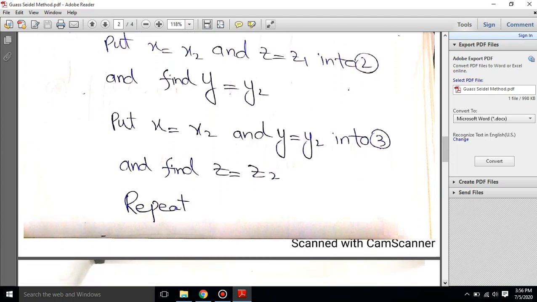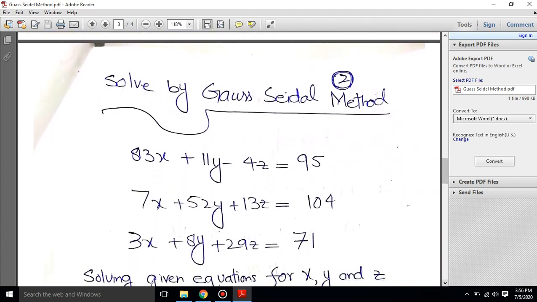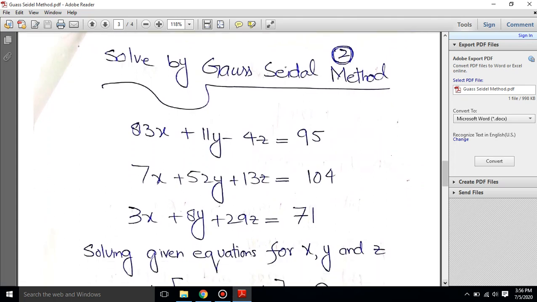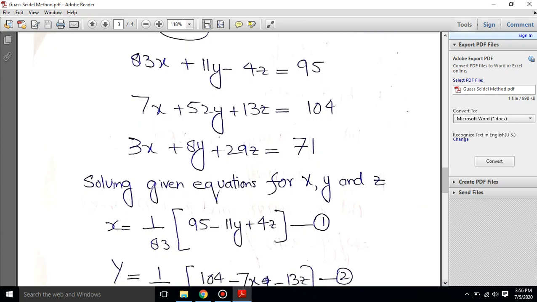So I'm going to solve an example as well. This is a linear set of equations. Here on your screen: 83x plus 11y minus 4z is equal to 95, 7x plus 52y plus 13z is equal to 104, and 3x plus 8y plus 29z is equal to 71. We solve these equations for x, y and z. For x, it will be equal to 1 over 83 times (95 minus 11y plus 4z), and we'll consider it equation 1.